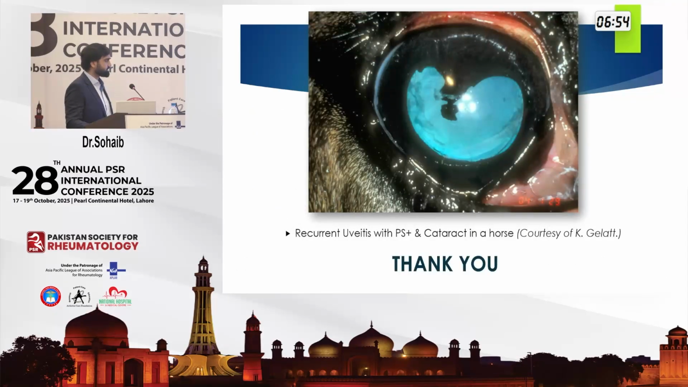So this is my last slide. I'm sorry I could not show you a lot of pictures because I don't know if that was important or not. Anyhow, this is a horse eye. This is a very mature cataract, and this is the pupil. It's supposed to be round, but it's not round. It's in the shape of a heart. So it's a recurrent uveitis with synechiae and a cataract in a horse. So human beings are not the only species that get uveitis. It's horses as well. Thank you.